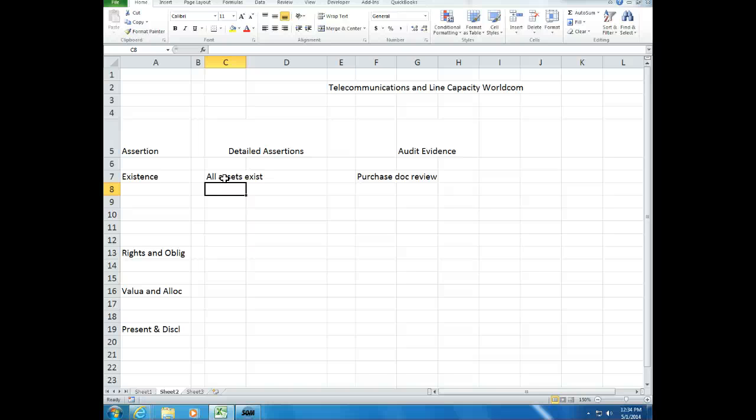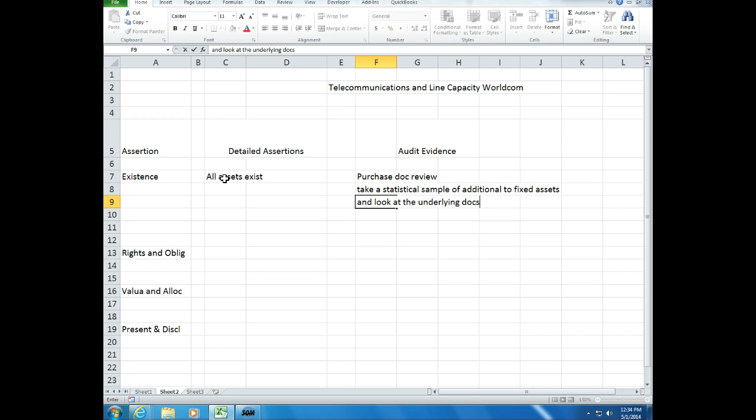So we're going to first begin by reviewing the purchase documents. Now, depending on the scenario and the amount of the dollar value, the book is suggesting that we take a statistical sample of additions to the fixed assets, and look at the underlying documentation. And we also can physically take a manual physical inventory check. We observe new additions to the fixed assets.